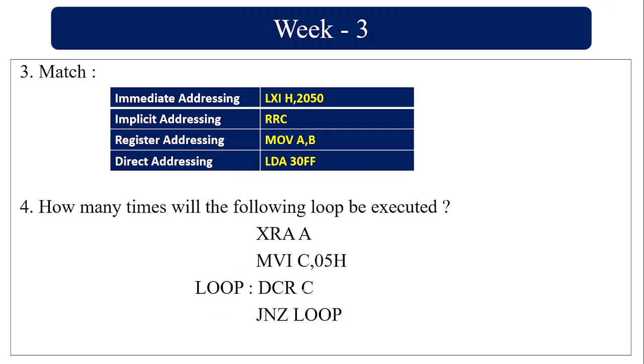Then 4 will be decremented to 3. Then it is not equal to 0, so the second time it is executed. So it goes for the loop. Then from 3 to 2, then 2 to 1, then 1 to 0. So what happens? 5 times the loop will be executed. The 5th time it will be aborted as the C value becomes 0. So totally it will be executed for 5 times.